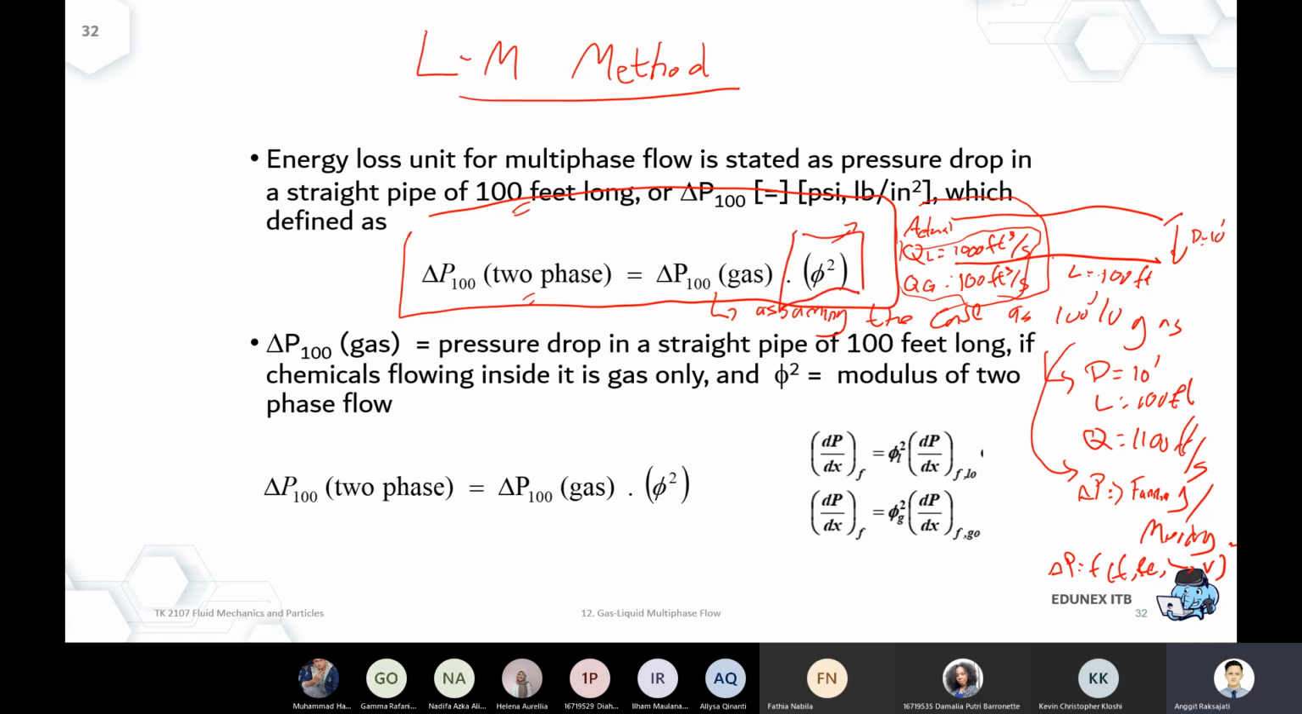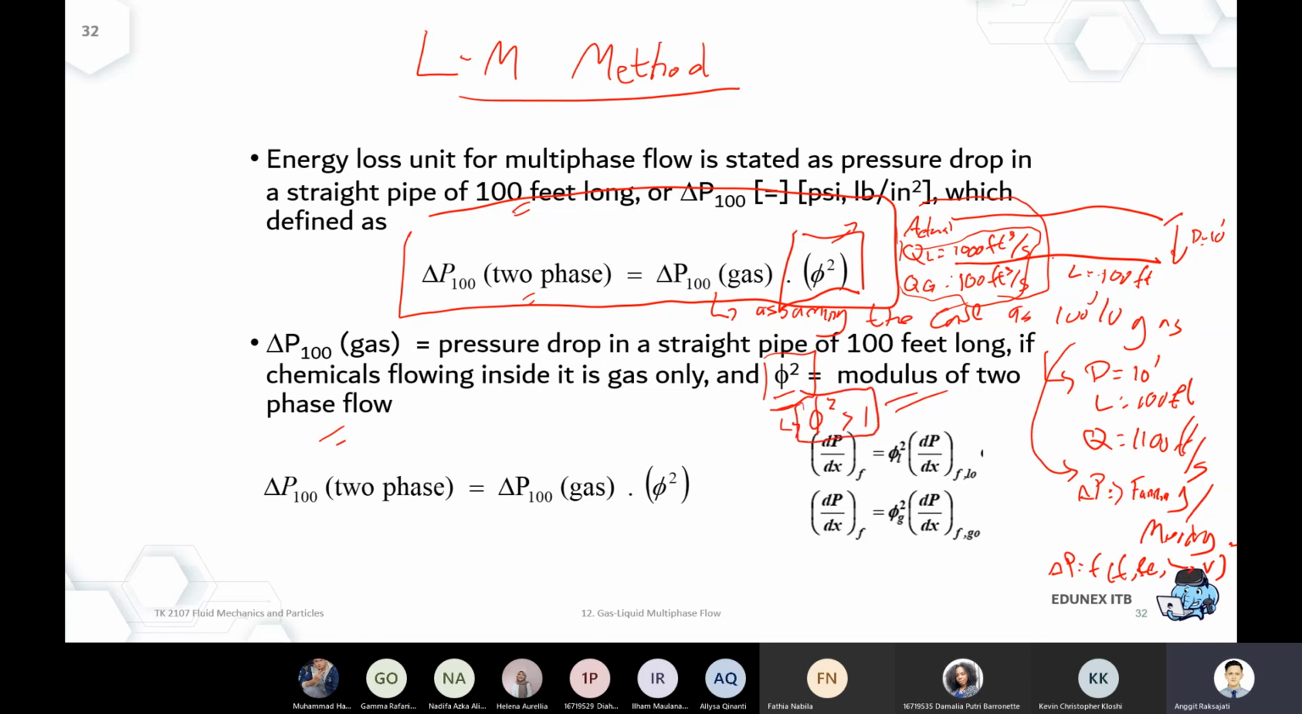Okay, so that's the correction factor. And the correction factor is called the modulus of two-phase flow. So this is where the Lockhart-Martinelli comes from. They will help to get the number of this correction factor. And you can imagine this is a square actually. The phi square is the modulus of two-phase flow. And most of the time the phi square will be higher than 1.